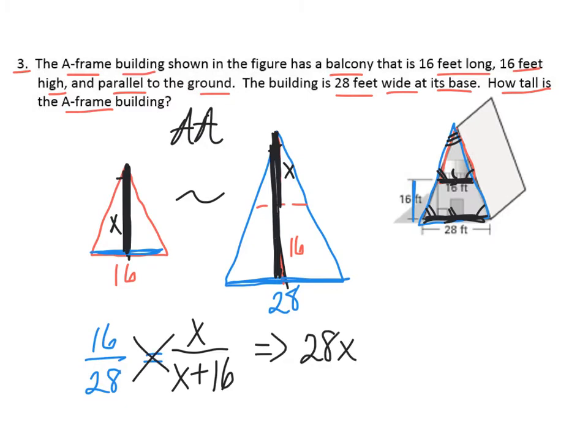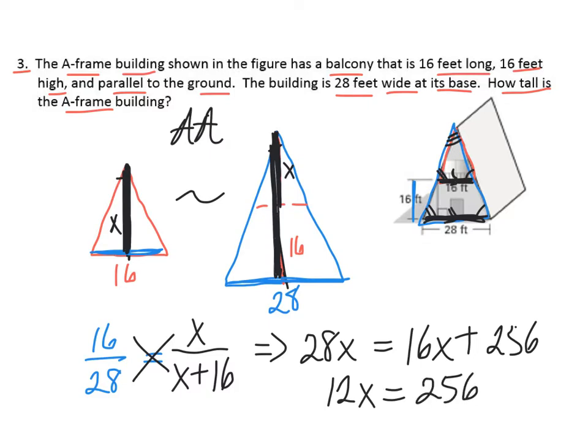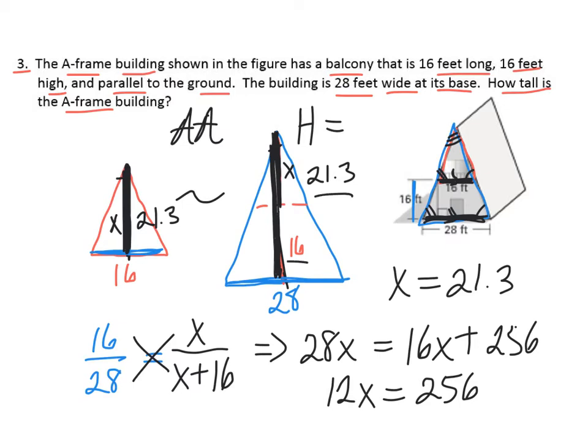So I'm going to have 28x equals 16x plus 256. Then I'm going to end up with 12x equals 256. After I divide by 12, I'm going to find that x is 21.3. So now I can add that into my picture. This is 21.3. This is 21.3. The last thing they want is the actual height. So remember, the height includes the 21.3 and the 16. When I add those two up, I end up with 37.3 feet for my final answer.